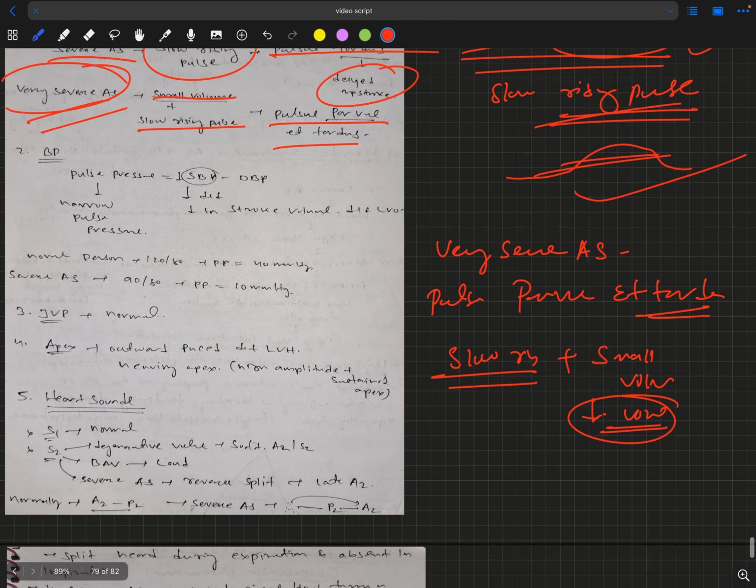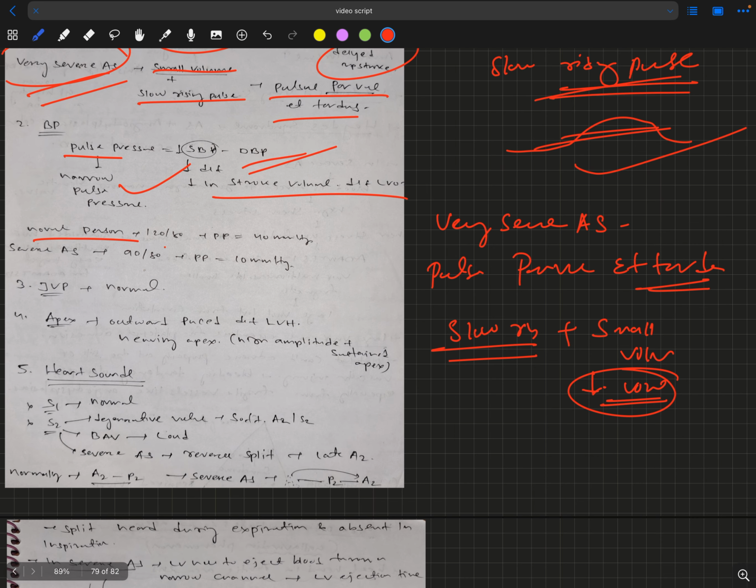So what happens to blood pressure? Pulse pressure is systolic blood pressure minus diastolic blood pressure. So what happens to systolic blood pressure? Systolic blood pressure decreases because there is LV outflow obstruction. So there will be a decrease in stroke volume. That will lead to a decrease in systolic blood pressure, but the diastolic blood pressure is unchanged. So the pulse pressure becomes narrow in case of aortic stenosis.